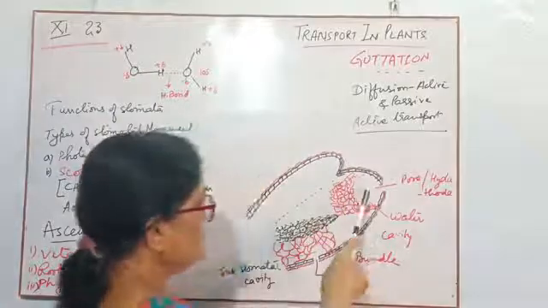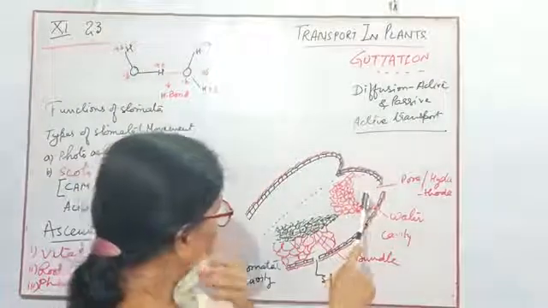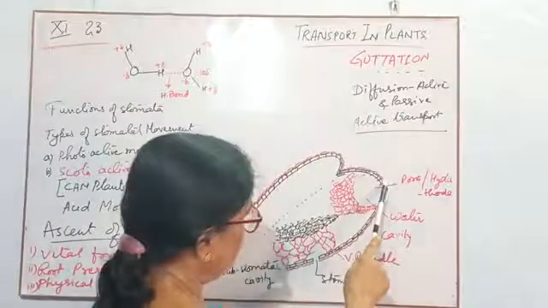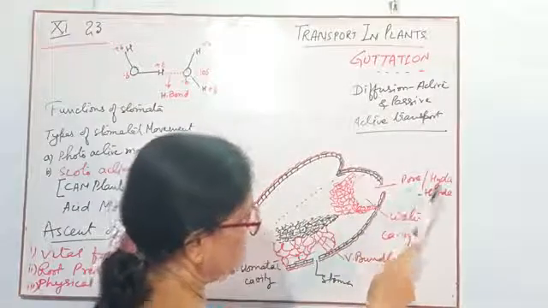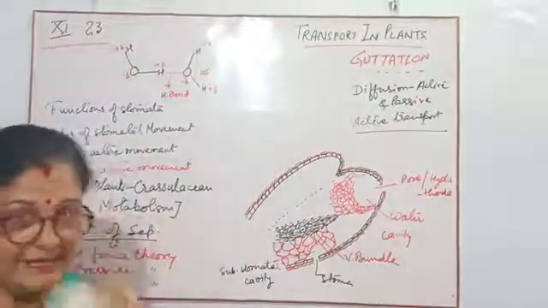So these are the pores here according to this diagram. This is the pore present at the tip of the leaf. This is the pore, or hydathode. The name of the pore is called hydathode.